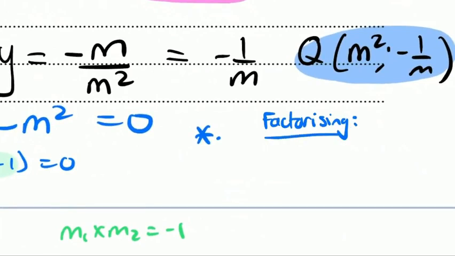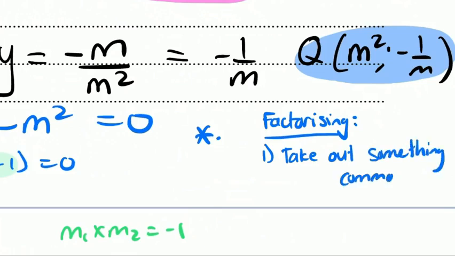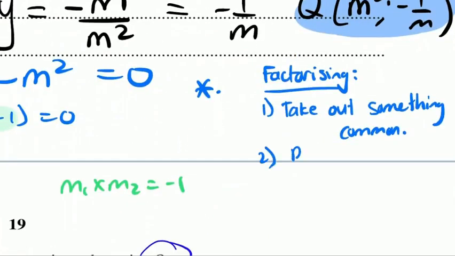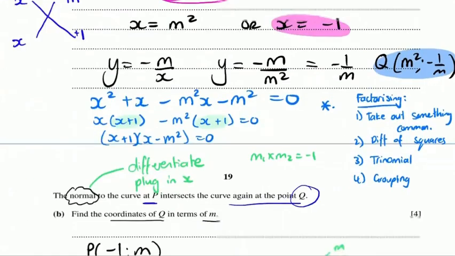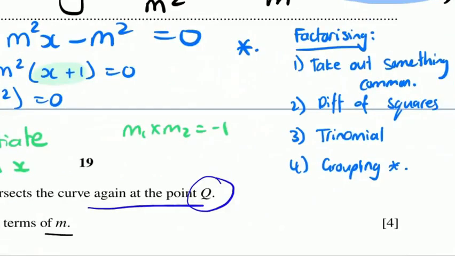Okay, factorizing, my list is number 1, take out something common. Always look out. Sometimes that's the easiest way to factorize something. Number 2, difference of squares. Go and look that up if you don't know what it means. Then you could have your typical trinomial. And the last one is grouping, and that's what I had here. If you ever have 4 terms, you need to go to grouping.